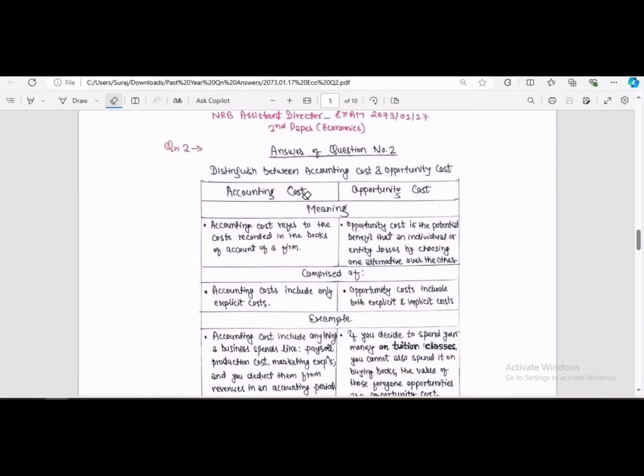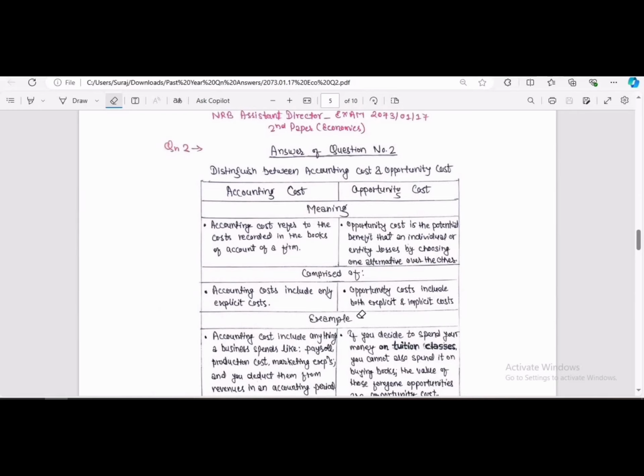Accounting cost refers to the cost recorded in the books of account of a firm, whereas opportunity cost is the potential benefit that an individual or entity loses by choosing one alternative over the others. And what is it comprised of? Accounting cost includes only explicit cost, whereas opportunity cost includes both explicit and implicit cost. And the third point is the example.